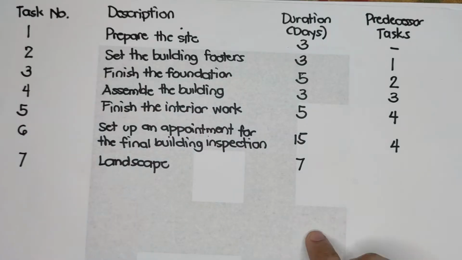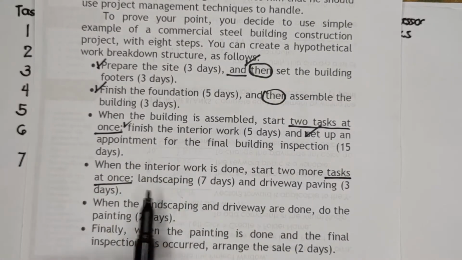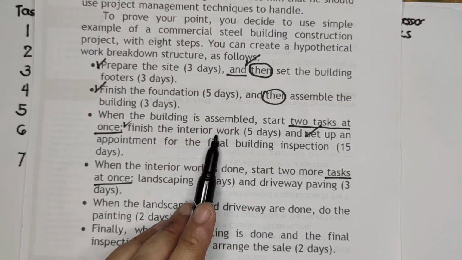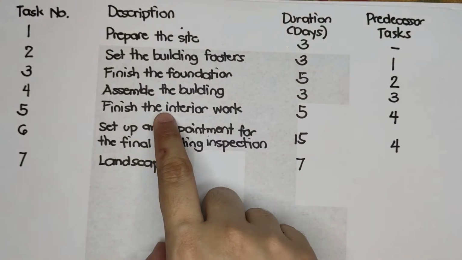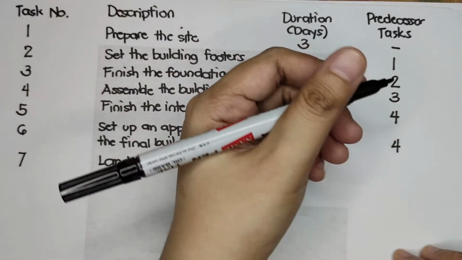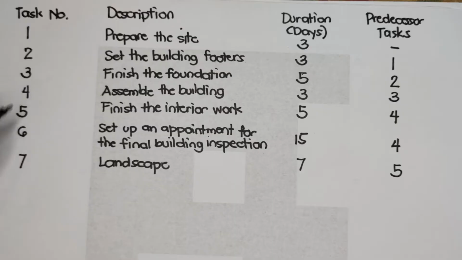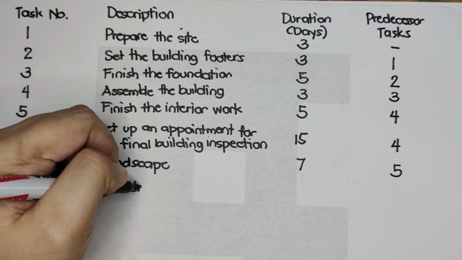And then, the predecessor task, as it is said, is the interior work is done. So, when the interior work is done, start 2 more tasks. So, interior work is task number 5. So, its predecessor would be number 5. And then, for task number 8, we have pave driveway.